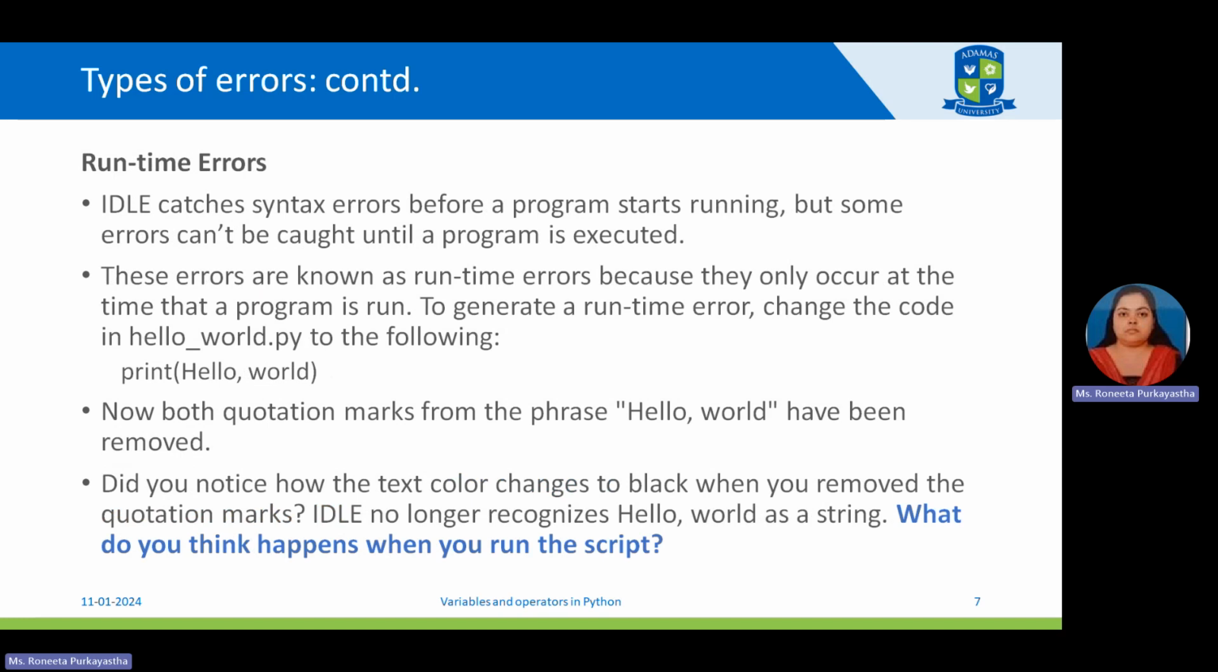Now, the next type of error, the second type of error that may happen, is the runtime error. So what are these runtime errors? Runtime errors are those kind of errors which can't be caught until a program is executed. So you can catch this type of runtime error only during the execution time of your program, right? So they occur only at the time when the program is run.